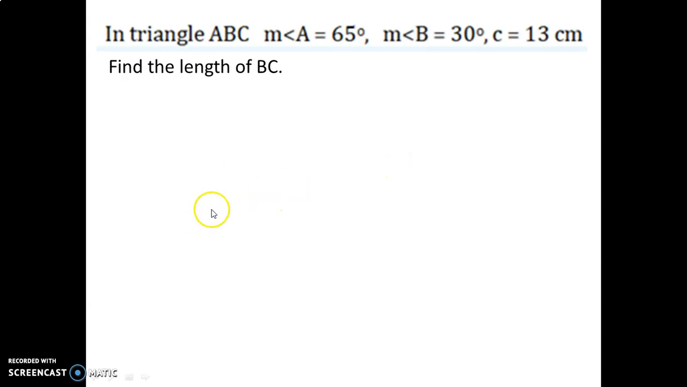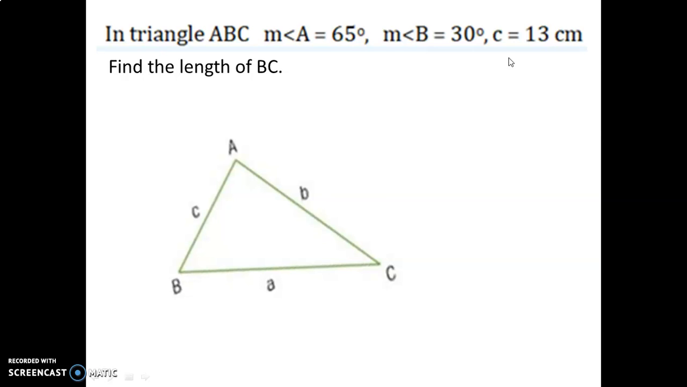Let's say we don't have a diagram. We don't know what the triangle looks like, but we are told things about it. For example, there's an angle of 65, an angle of 30, and a side that is 13. And we're asked to find a length. Well, we know there's an angle of 65, an angle of 30 here, and a side of 13. There's no other way to draw this triangle.